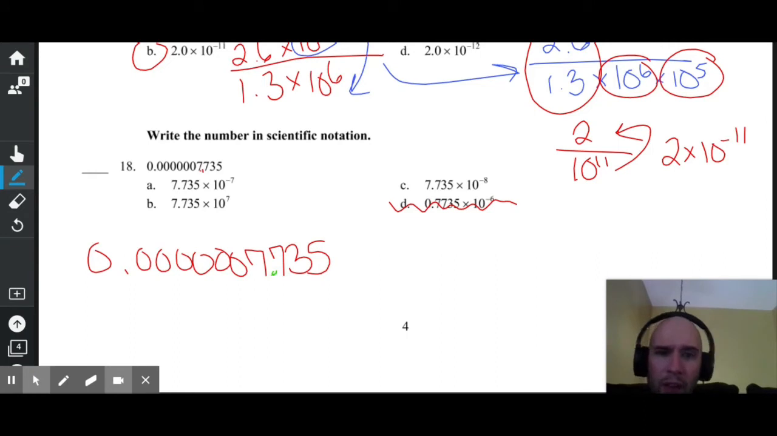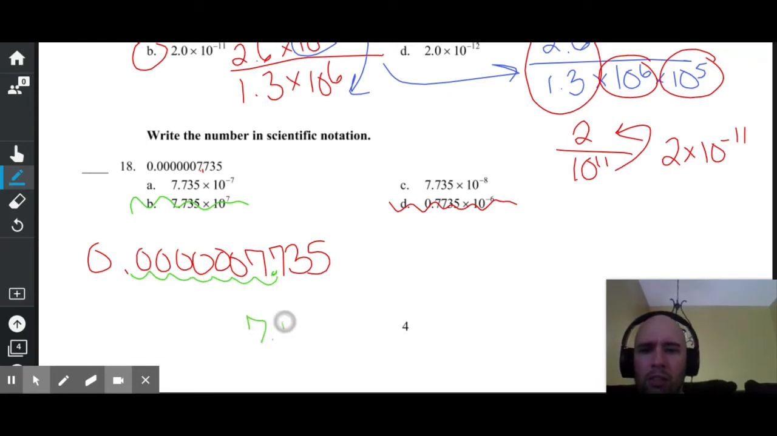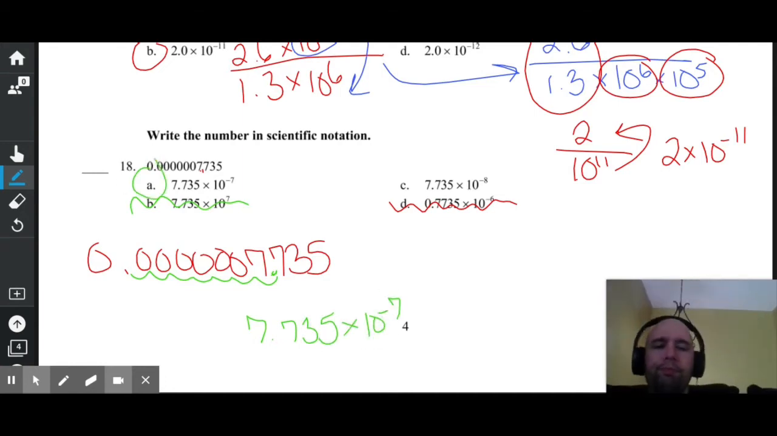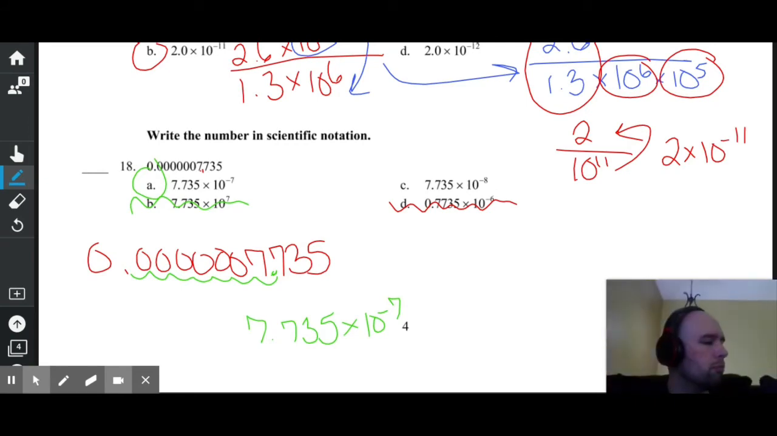It's a negative exponent, which eliminates u. How many times do we move over? 1, 2, 3, 4, 5, 6, 7. So I have 7.735 times 10 to the negative 7. Okay.